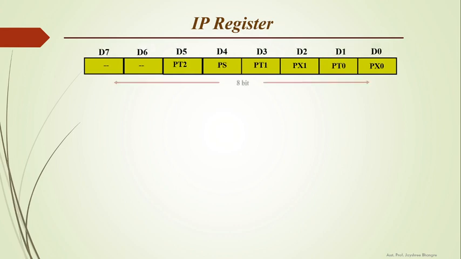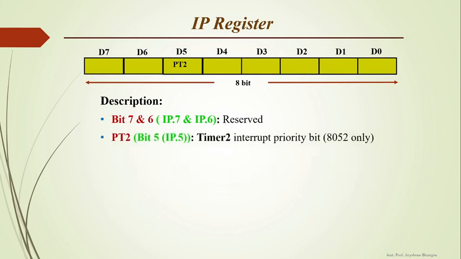The IP register is also an 8-bit register, and it is used to change the priorities of the interrupts.